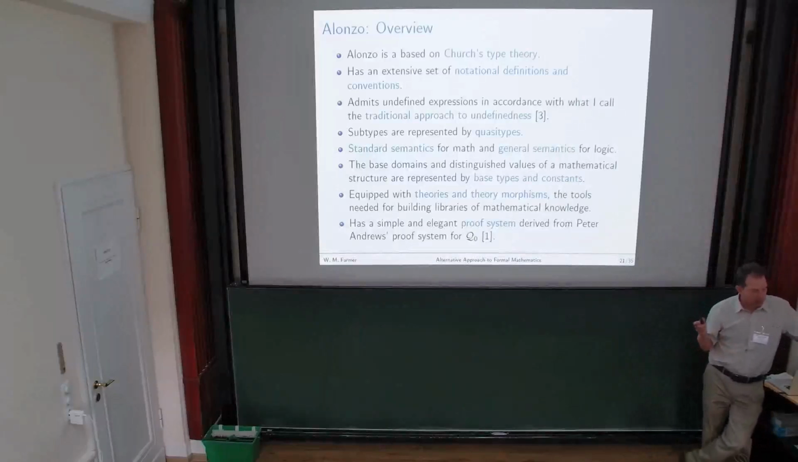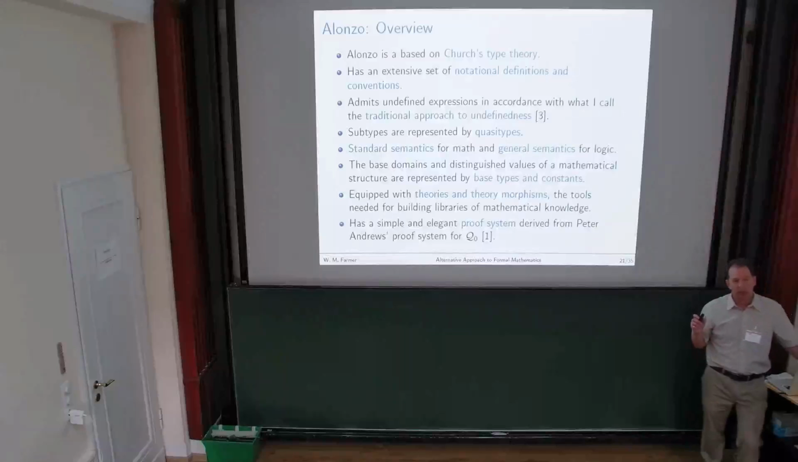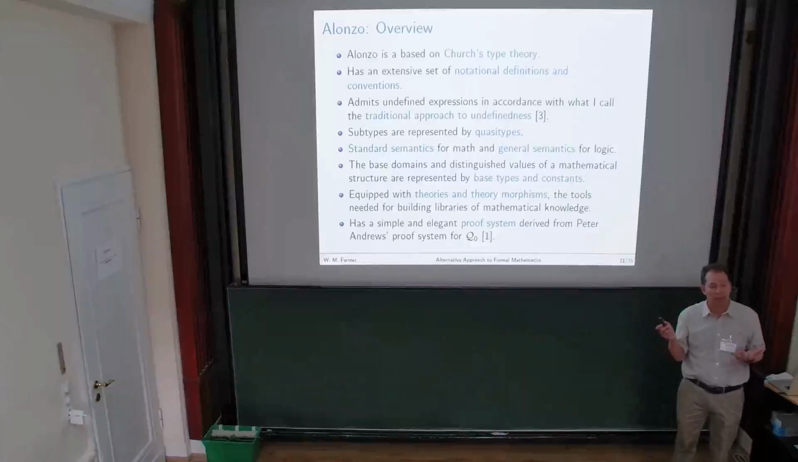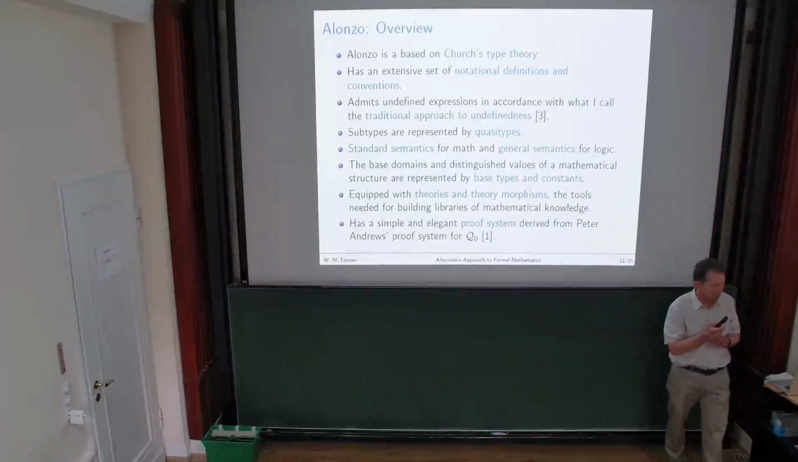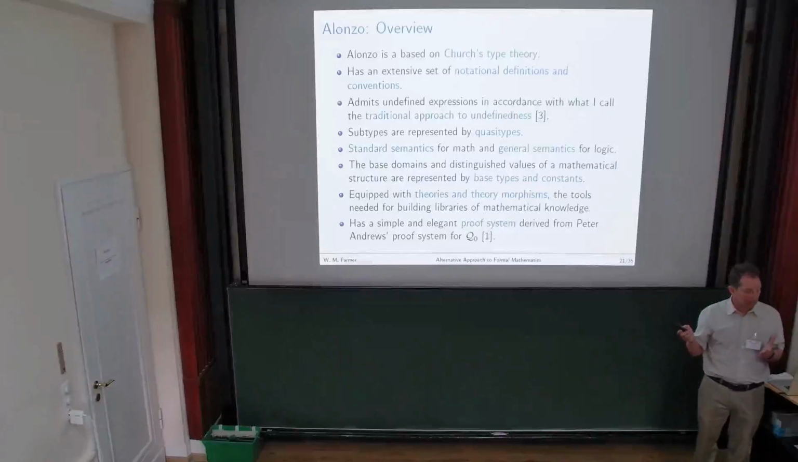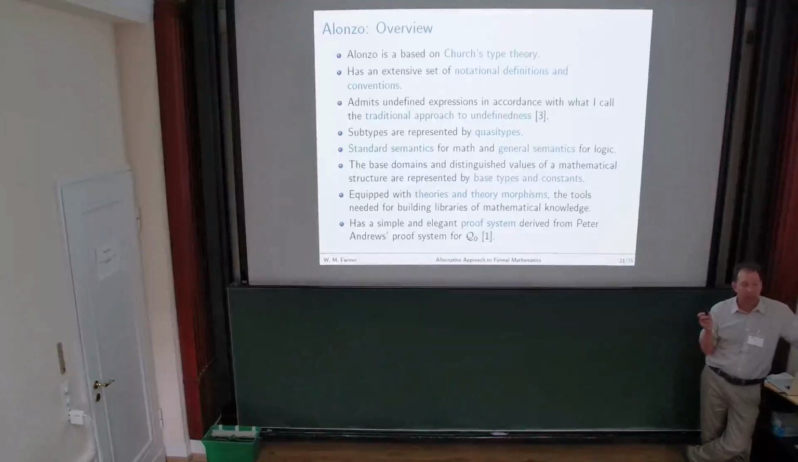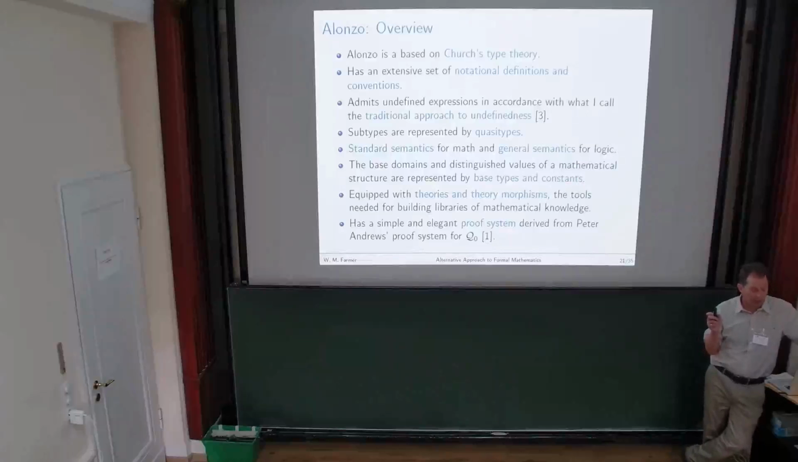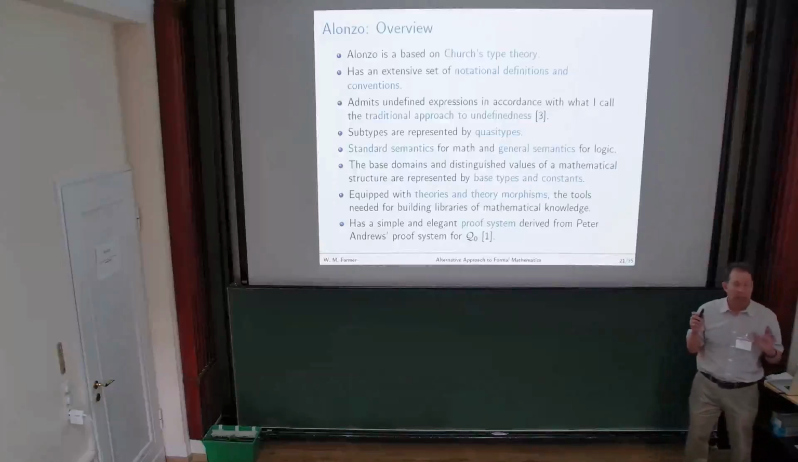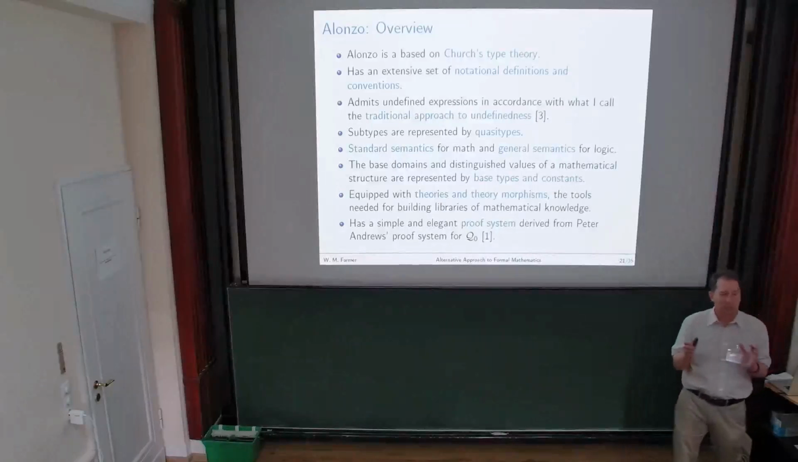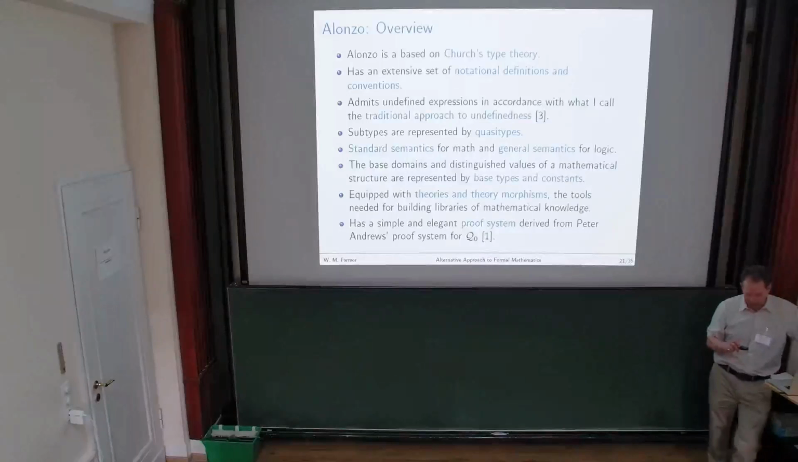And we have, as I sort of mentioned before, standard semantics for math, general semantics for logic. And if you take a mathematical structure, which you can define using base domains and distinguished values, then the base domains correspond in logic to base types, and the distinguished values correspond to constants. And a language in the logic is basically just a set of base types and constants. And it's equipped with theories and theory morphisms, and it has what I would say a very simple and elegant proof system based on Peter Andrews' proof system for his Q0 version of Church's type theory. The reason the system is simple and elegant is because it's based on Peter Andrews' system. Peter Andrews' system is simple and elegant, and I've basically derived the benefits from him.